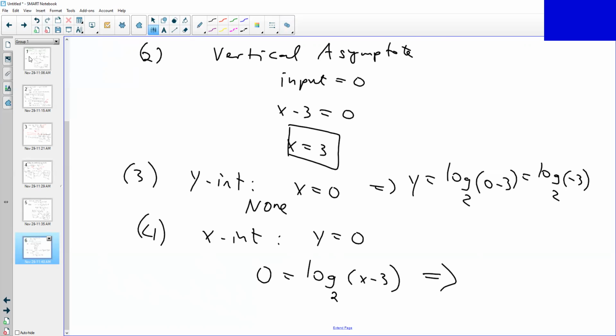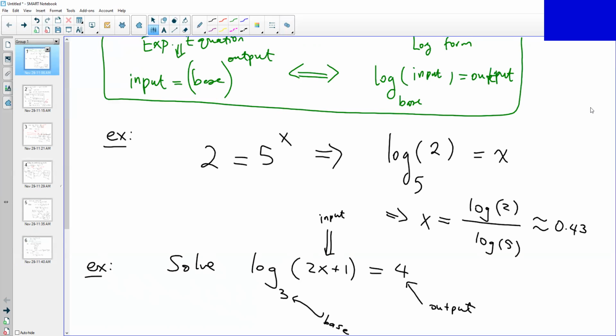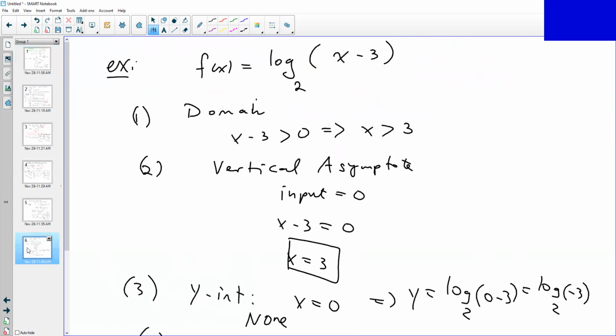You see, I'm always going back to this, right? If I have a log form, I have this right here, and I take this and convert it to this form. Make sense? When I have a log form, I have three numbers: base, input, output. And I take those numbers and put them right here. So let's do that now.